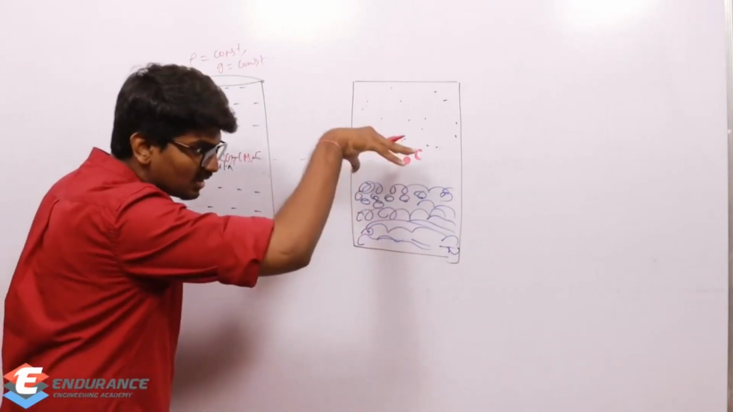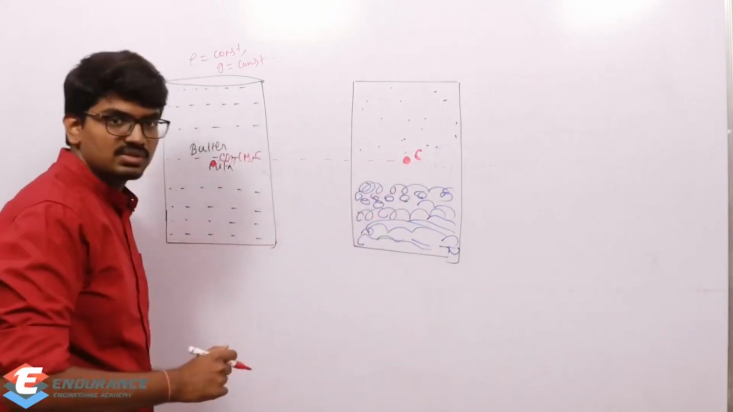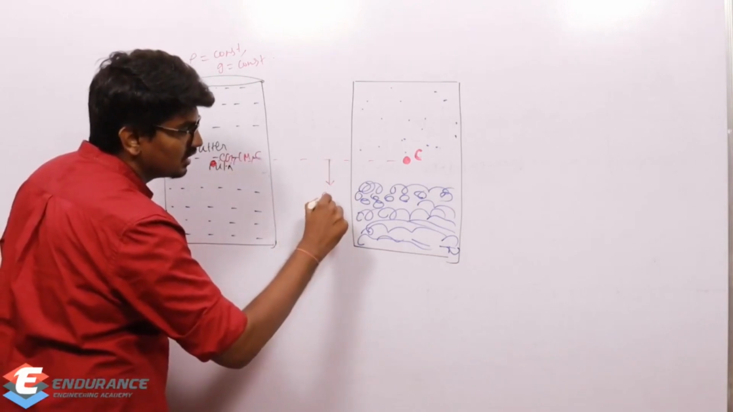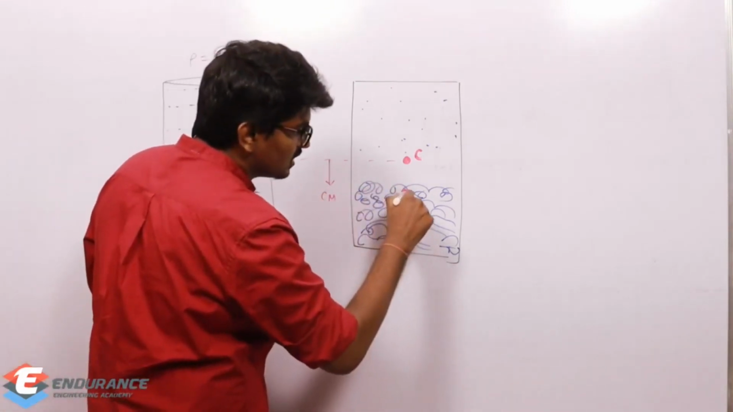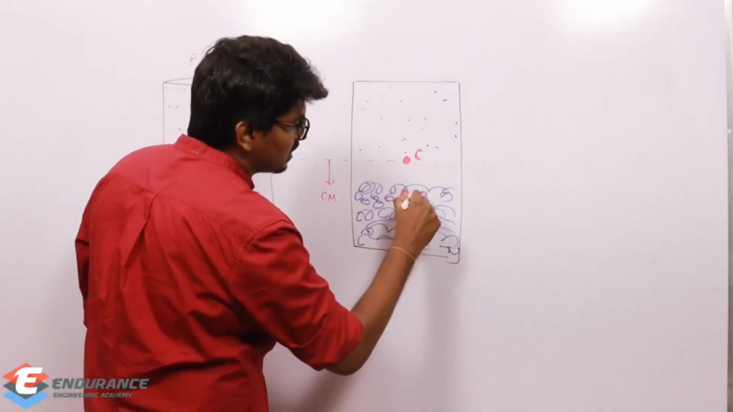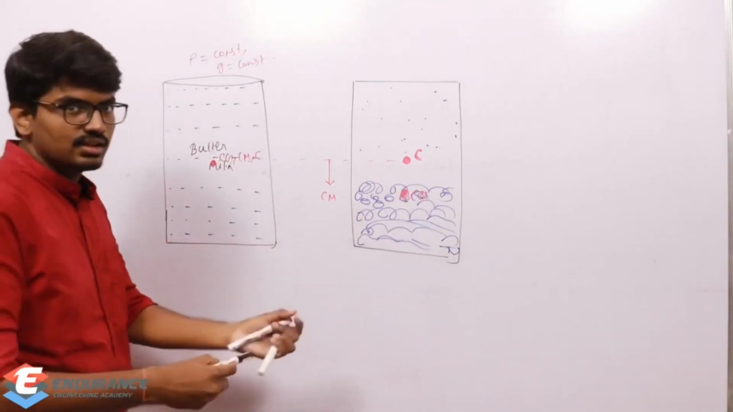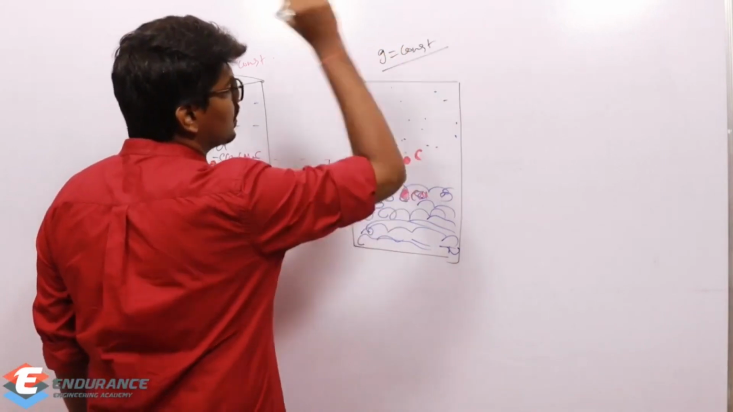But as the mass concentration is more in the bottom side, the center of mass is getting shifted down. The center of mass will get shifted down, and it will be somewhere here. Let this be the center of mass. Now, what will happen to the center of gravity? We are not changing the acceleration due to gravity. The acceleration due to gravity is still constant.